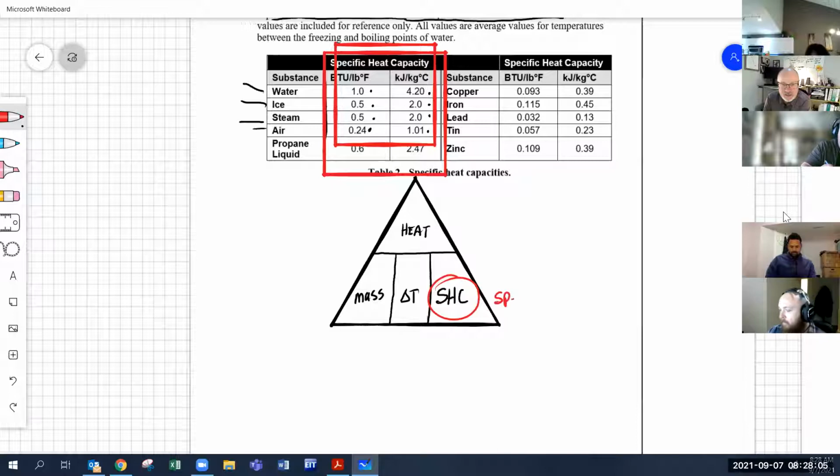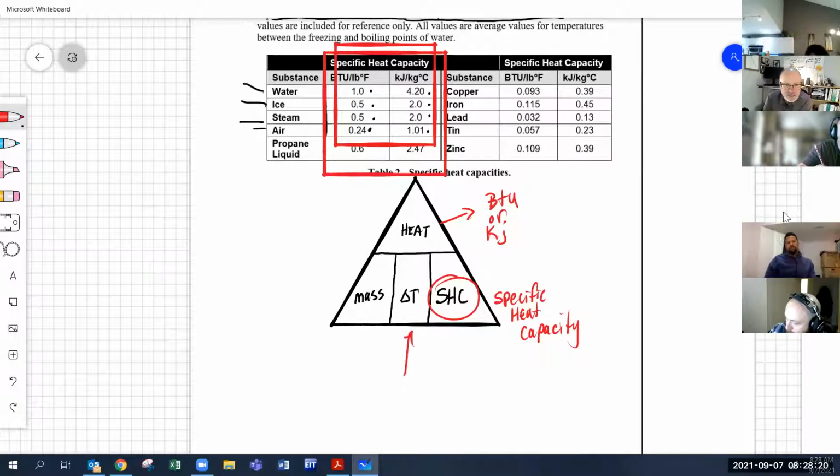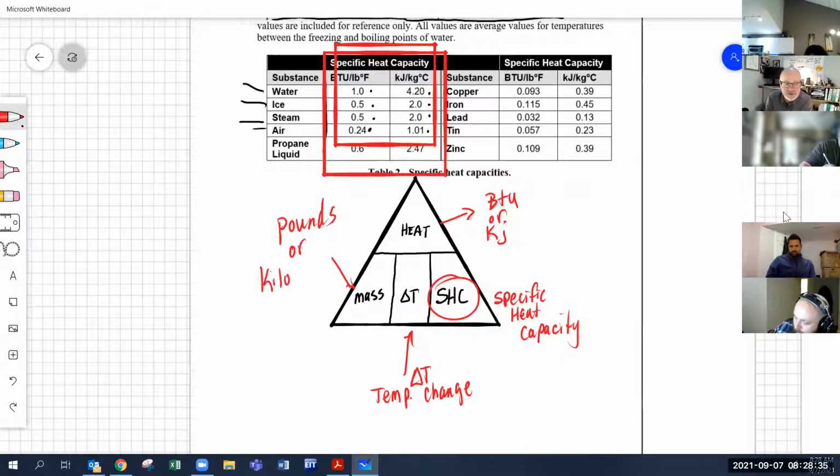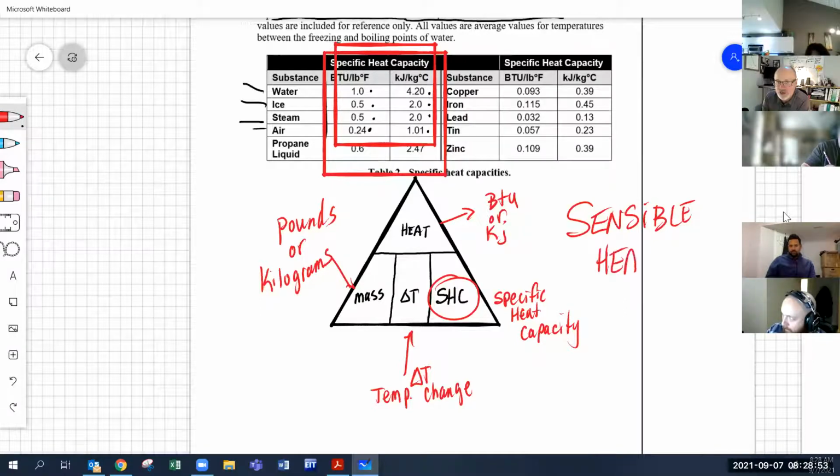This is the specific heat capacity. This is the heat, and this is in BTUs or kilojoules. This is the delta T, or temperature change. And this is the mass, and mass is always in pounds or kilograms. So that's how we're going to do all of our calculations for sensible heat, which is not a change of state. It's just raising the temperature of a substance. We're going to use this formula.